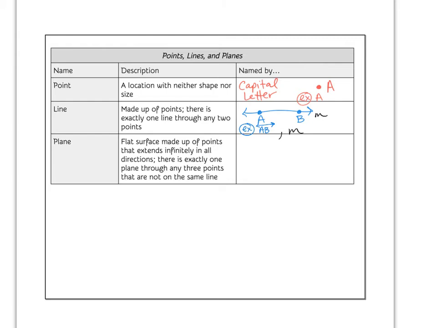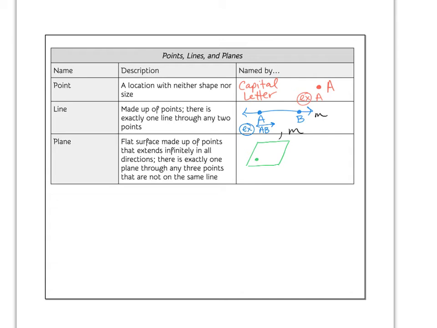Next, let's talk about a plane. A plane is a flat surface, and it's made up of points that extend indefinitely in all directions. So it doesn't go just in 2 directions like a line, but it goes out in every direction. And it's named by 3 capital letters. To draw a plane, it's kind of tricky. I usually just draw something that looks kind of like this, like a parallelogram. Just remember, it goes in every direction forever and ever. It's just kind of difficult to draw what that would look like. So we just draw a parallelogram, basically.